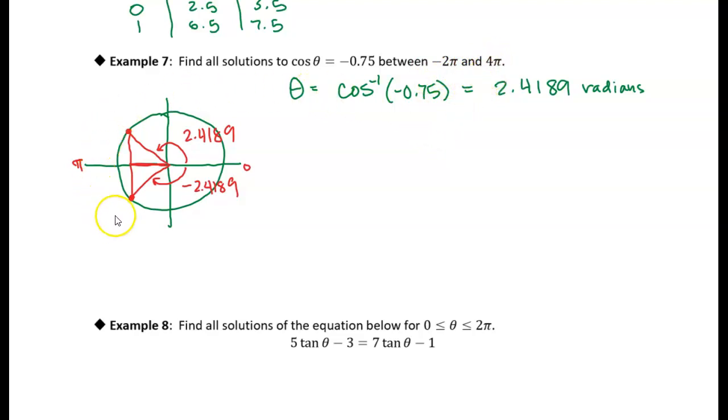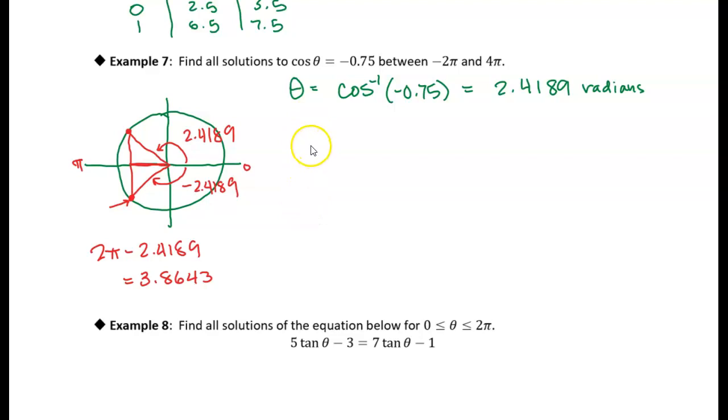If I want the angle between 0 and pi, then I can just take 2 pi and subtract 2.4189. Okay, so as a decimal, I get 3.8643. Okay, so this angle right here is a negative 2.4189, or it's a positive 3.8643, right? Those two angles are coterminal at that point. Okay, so I want to find all of the solutions.